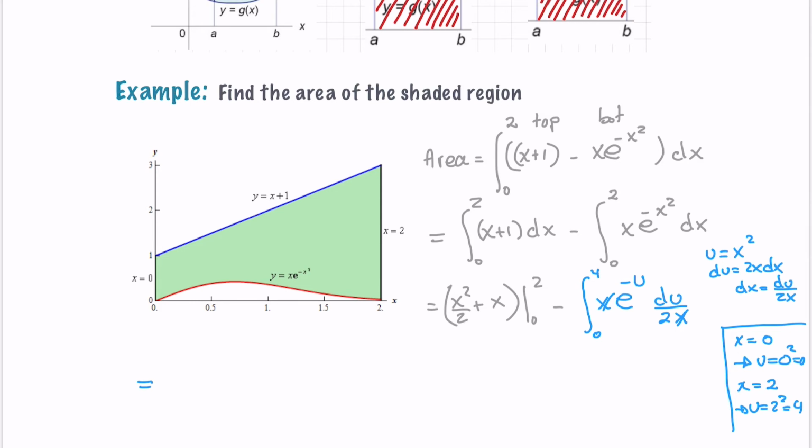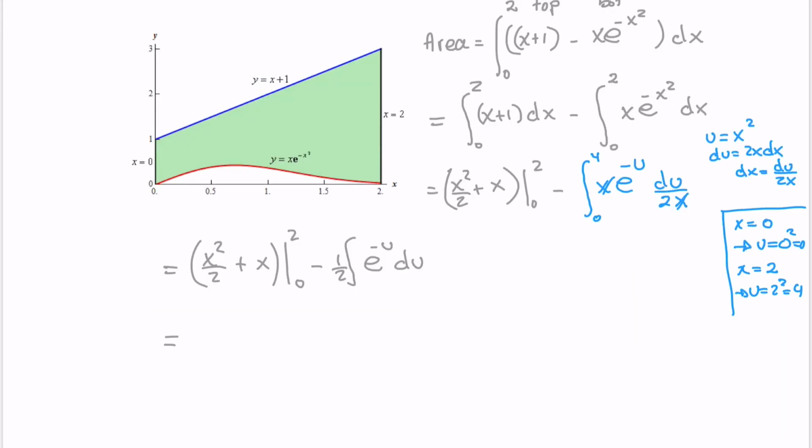Let me go back to the gray one. X squared over 2 plus x from 0 to 2 minus the integral of e to the negative u du, and then 1/2 in the front. Okay, let me start evaluating. Let's plug in the 2, so that's 2 squared over 2 plus 2 minus 0, minus 1/2, and now let's take the integral. What's the integral of e to the negative u? That's e to the negative u, but remember, because there is a constant, -1 multiplying the u, you divide by -1. That's going to change the sign, so that's negative e to the negative u. Oh, I didn't write the limits, from 0 to 4.